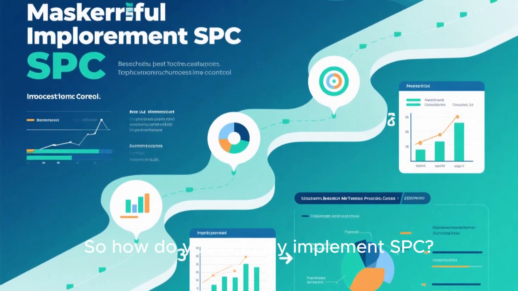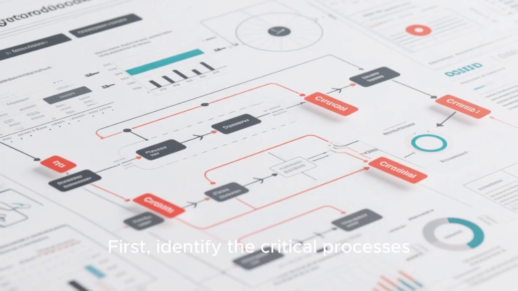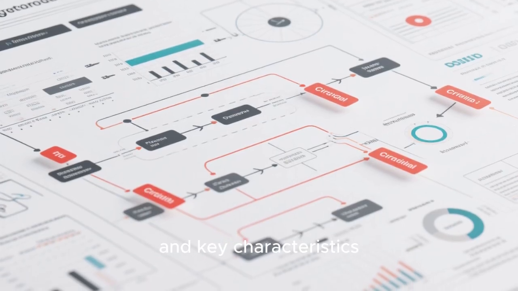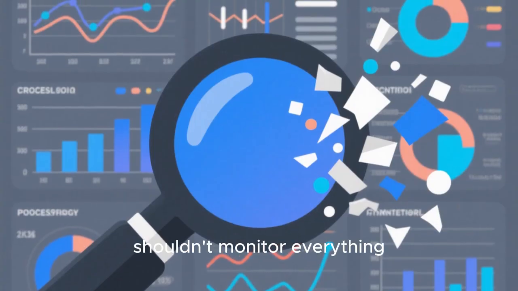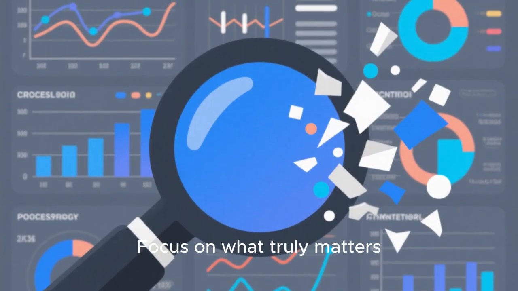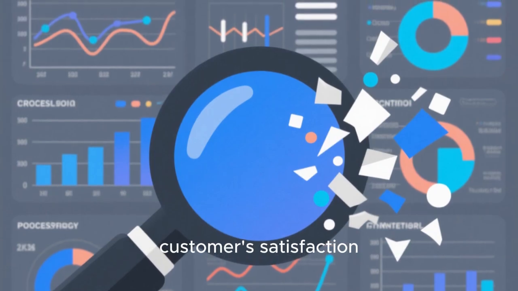So how do you actually implement SPC? It starts with a plan. First, identify the critical processes and key characteristics you need to monitor. You can't and shouldn't monitor everything. Focus on what truly matters to your product's quality and your customers' satisfaction.